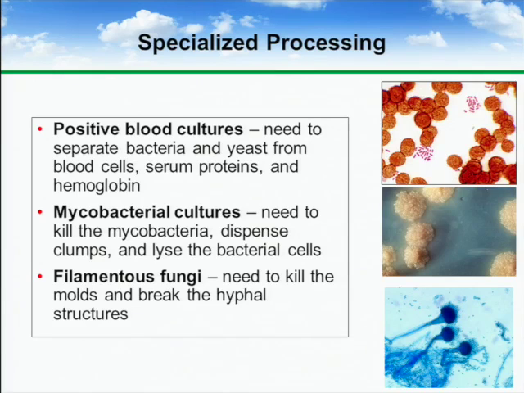For mycobacteria cultures, you need to kill the mycobacteria. We do that by heating the sample for 30 minutes at 95 degrees. You disperse the clumps by just physically breaking the clumps open. And then you lyse the cells using silica beads and formic acid in order to do that. So again, that process takes about an hour to do. But again, then the analysis is very rapid.